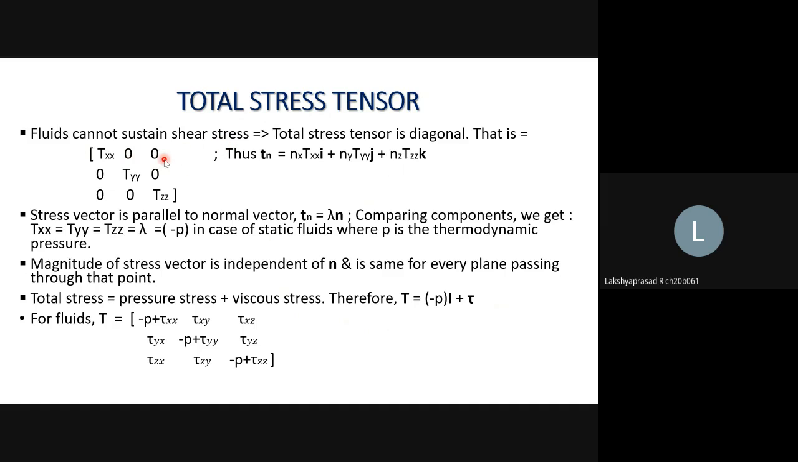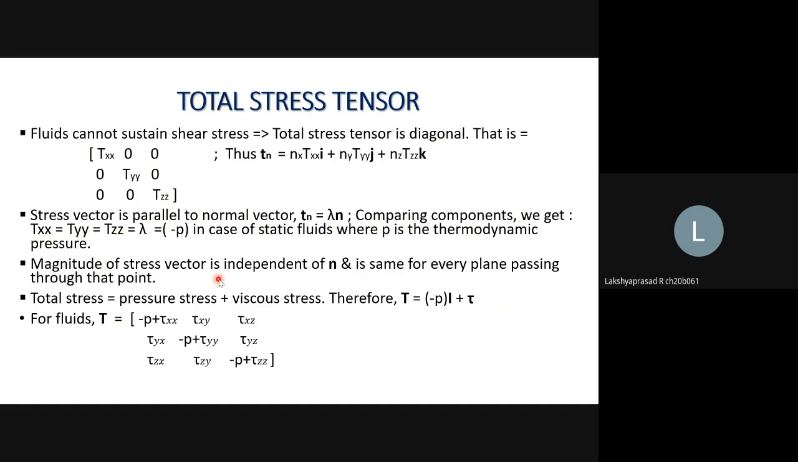the shear stress components in the total stress tensor will go to zero, and thus the total stress tensor, as you can see, is diagonal. From Cauchy's law, we can write the stress vector for any surface with the normal vector n as shown. Of course, if there's only normal stress, then the stress vector will be parallel to the normal vector, and therefore Tn is equal to some lambda times n. Now we'll compare components, and what we get is Tx equal to Ty equal to Tz equal to lambda, and this lambda will be equal to minus p in the case of static fluids, where p is the pressure.